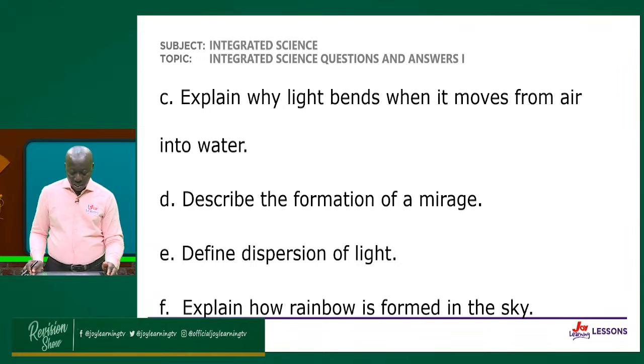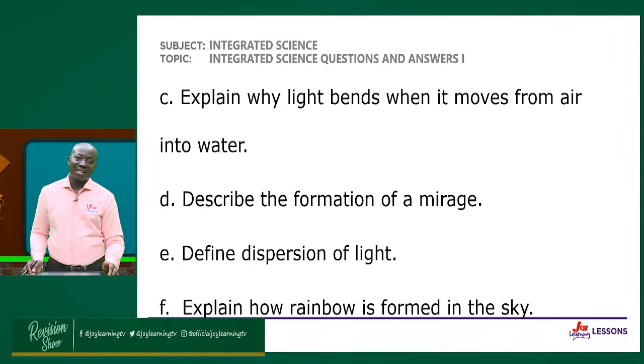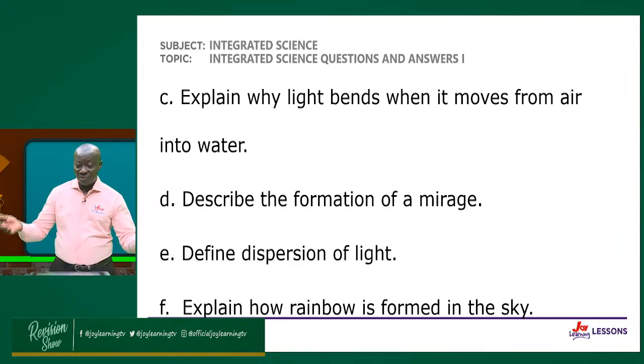And the last part, explain how a rainbow is formed in the sky. We are now entering into the rainy season, so we'll be sighting rainbows here and there. But don't forget, you can also form your rainbow using a mirror and water in a bowl. It was very nice.